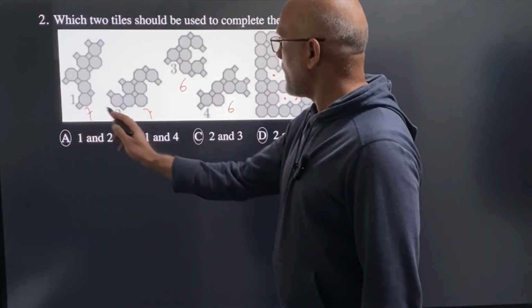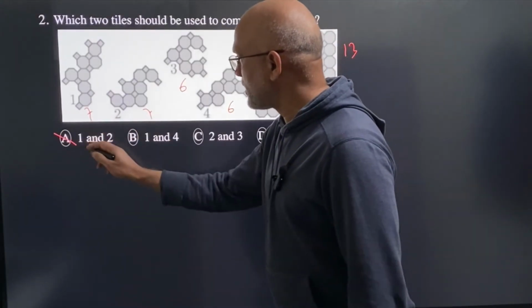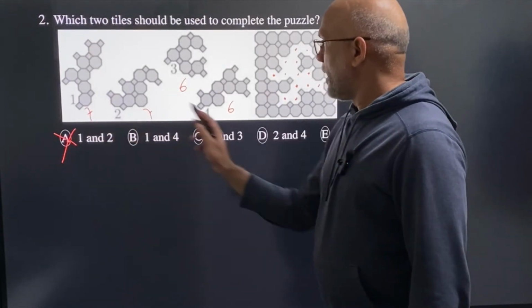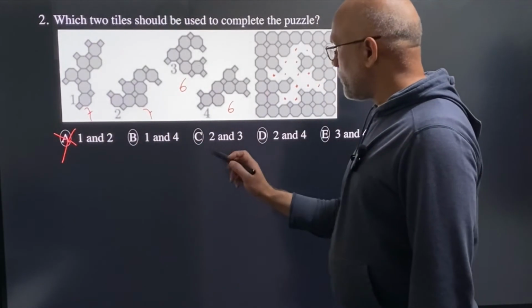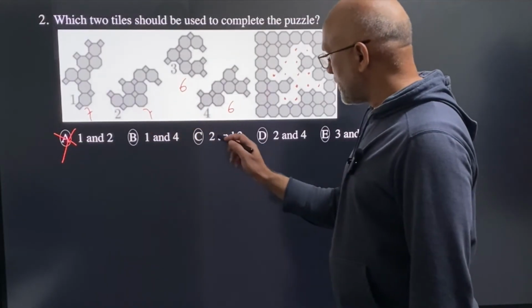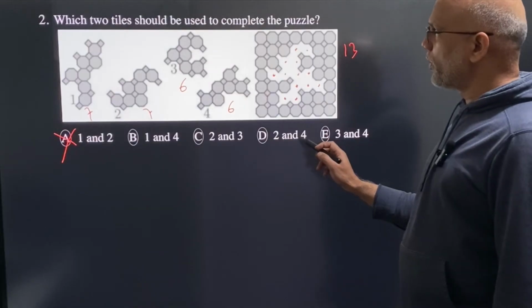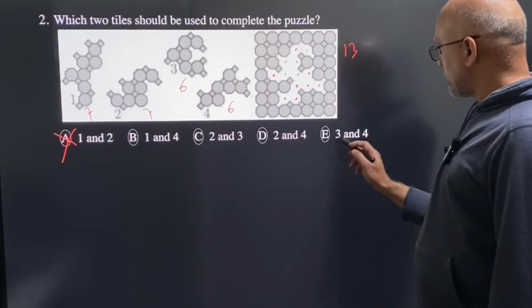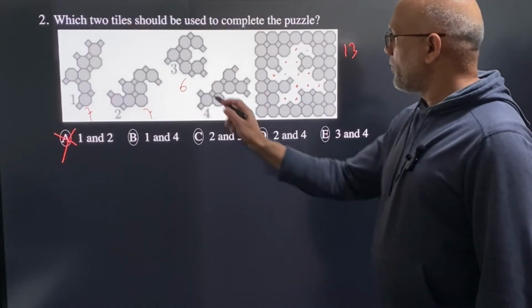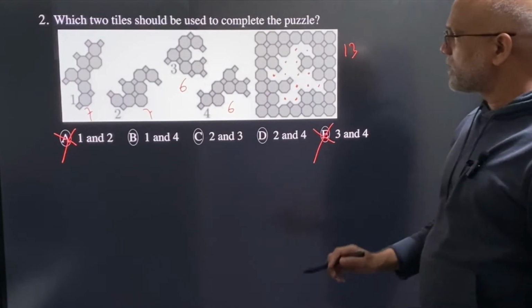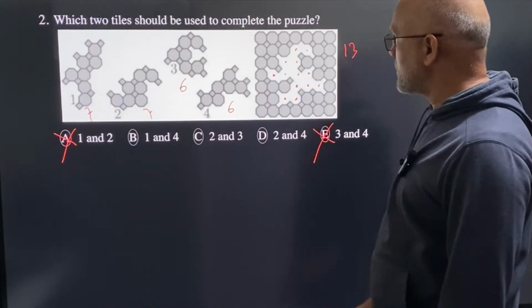1 and 2, 7 plus 7 is 14. So this is definitely not going to work. 1 and 4, 7 plus 6 is 13, so it may work. 2 and 3, 7 plus 6 is 13, it may work. 2 and 4, 7 plus 6 is 13, it may work. 3 and 4, 6 plus 6 is 12, so this is also definitely not going to work. So what is remaining is to check these 3 choices.